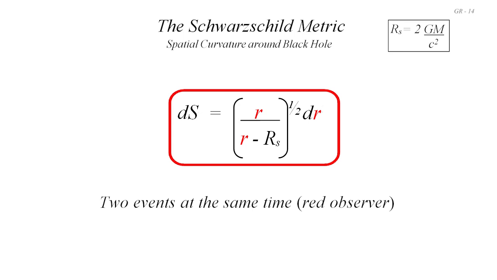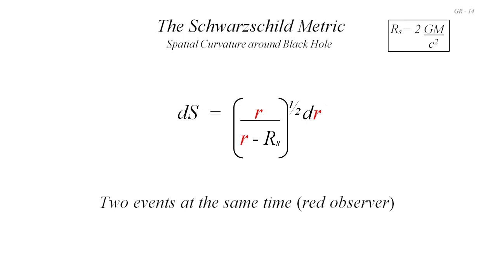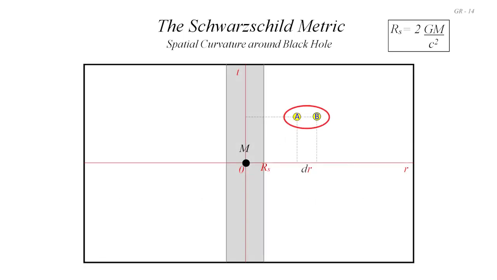So, having fixed the time in the red frame, dt equals 0, this equation could be said to describe the measurement of a small distance in some small region outside of the Schwarzschild radius, where both ends of that distance, if I can use that phrase, are measured at the same time. We could be talking about two events a small distance apart which happen at exactly the same time as measured by the red frame of reference.